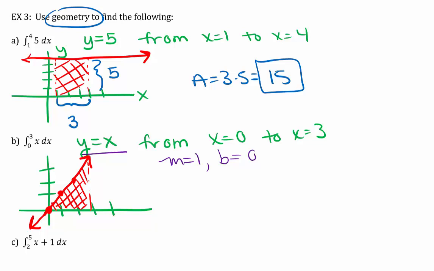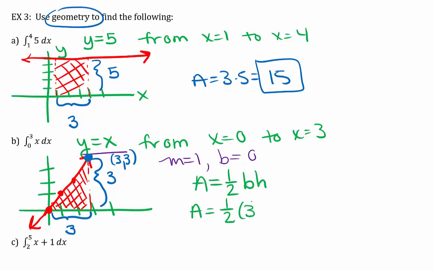I can see in my image that the base of this triangle from 0 to 3 is 3 units, and the height of the triangle should also be 3. If it's hard to tell on your graph, if your graph is a little bit sloppy, how do I know the height is 3? Well, if I plug x equals 3 into this function, I get a y value of 3. So this right endpoint is at (3, 3). Area of a triangle is 1/2 base times height. So in this case, area would be 1/2 times 3 times 3, or 9/2, or 4.5. And that's the exact value of this definite integral.